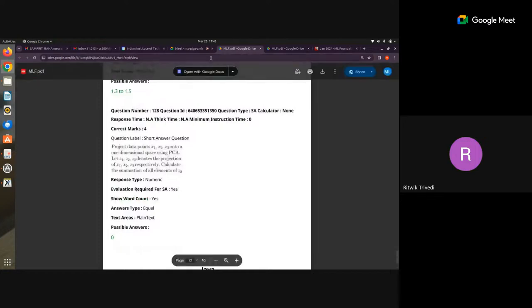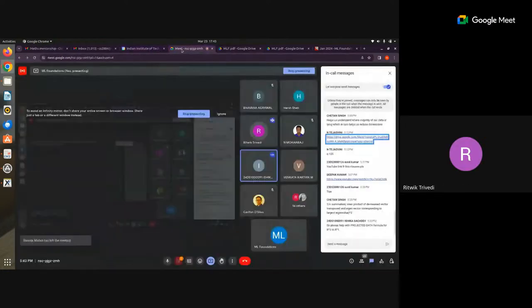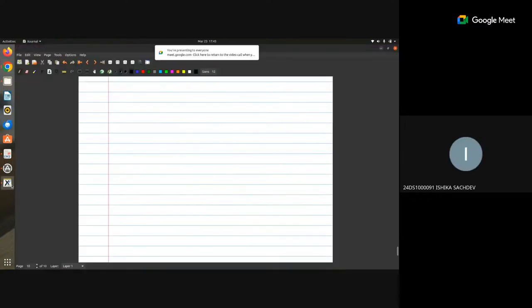So there is one unitary diagonalization problem. Unitary diagonalization, is it Schur's decomposition or? Not sure how to go about it. Should I share the screen or should I just tell the matrix? It is very small. Fine, you can just tell me the question.